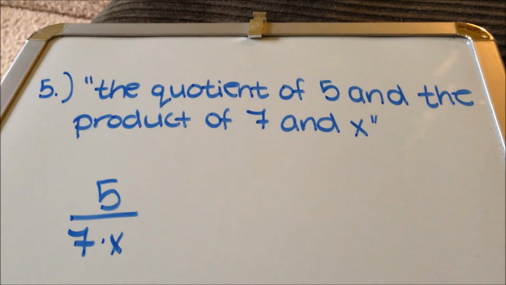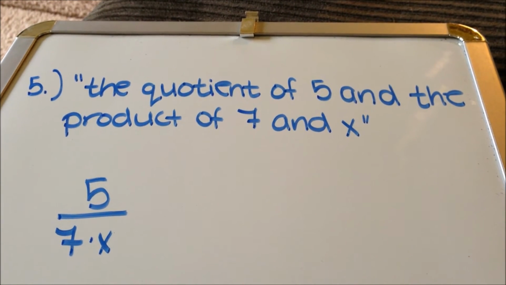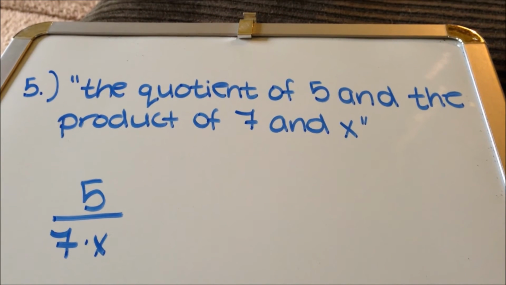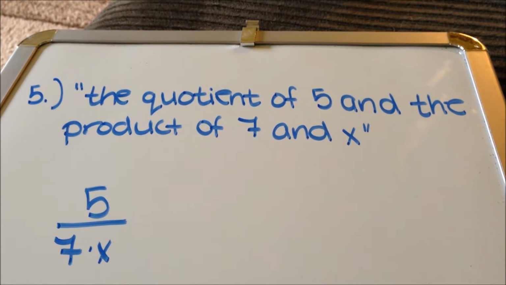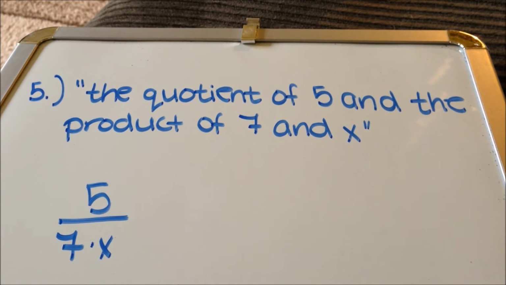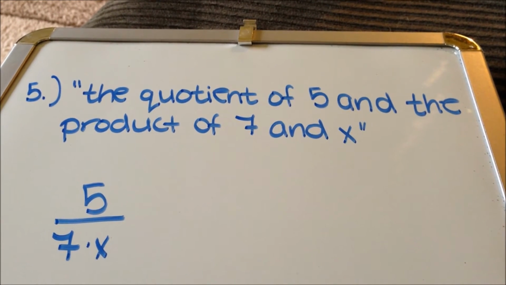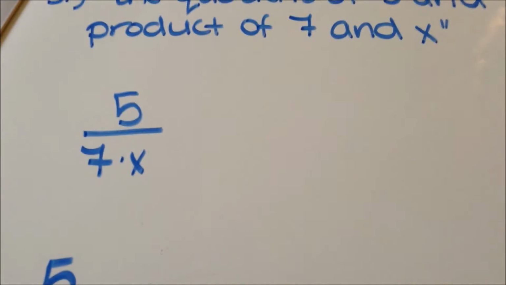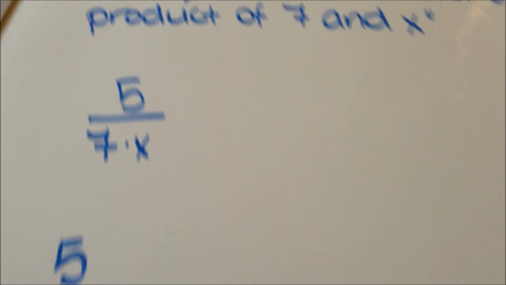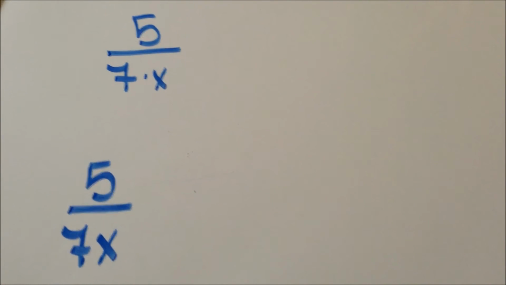Number 5, translate the quotient of 5 and the product of 7 and x. So this is essentially a division problem where the numerator is 5 and the denominator is the product of 7 and x. So we have 5 over 7 times x, or 5 over 7x.